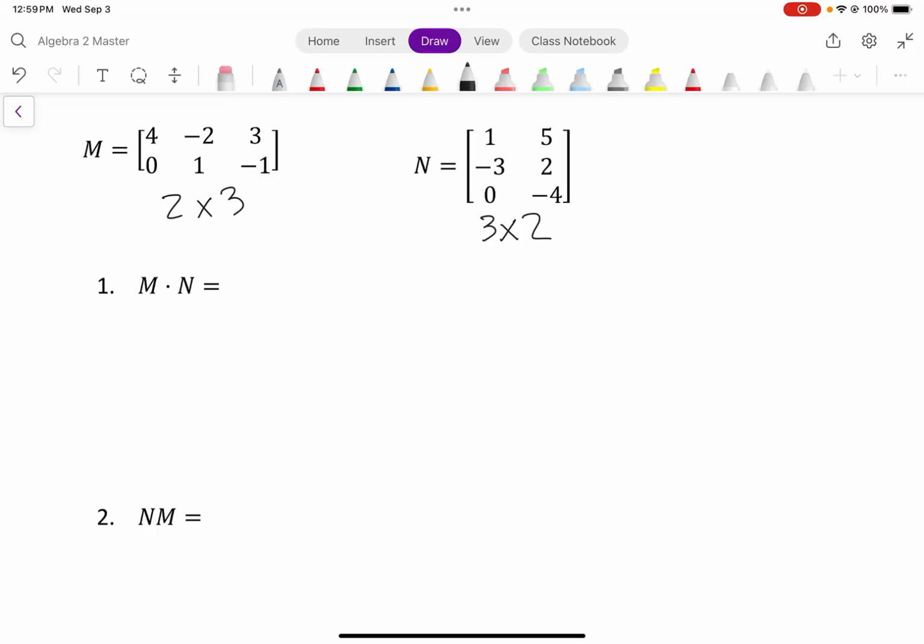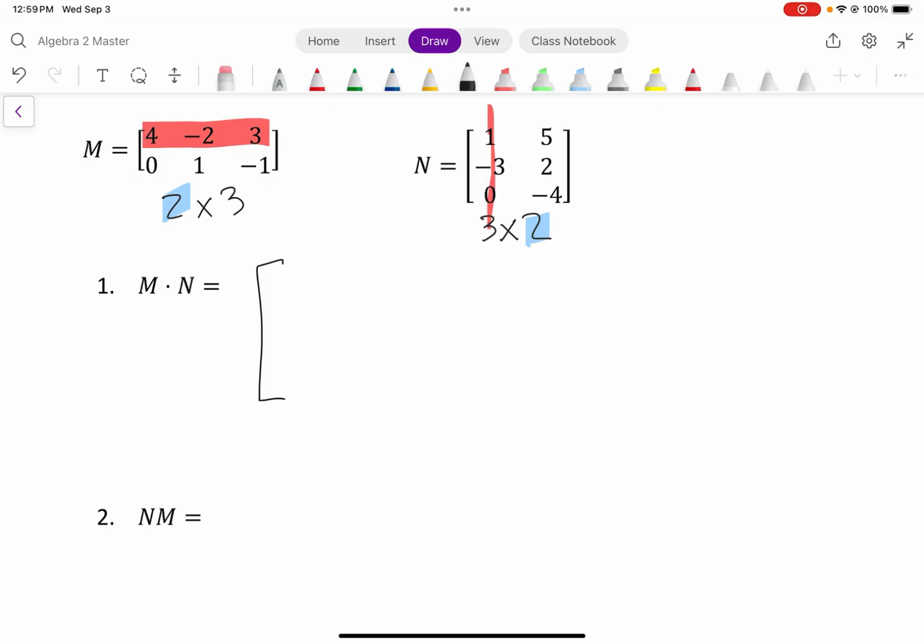Number 1 says multiply M times N. Because my middle piece is a 3, right, 2 by 3 and 3 by 2. Those 3's are the same. I can do this multiplication. So I start by doing row 1 times column 1. Now, I know that my final answer is going to end up being a 2 by 2 matrix.